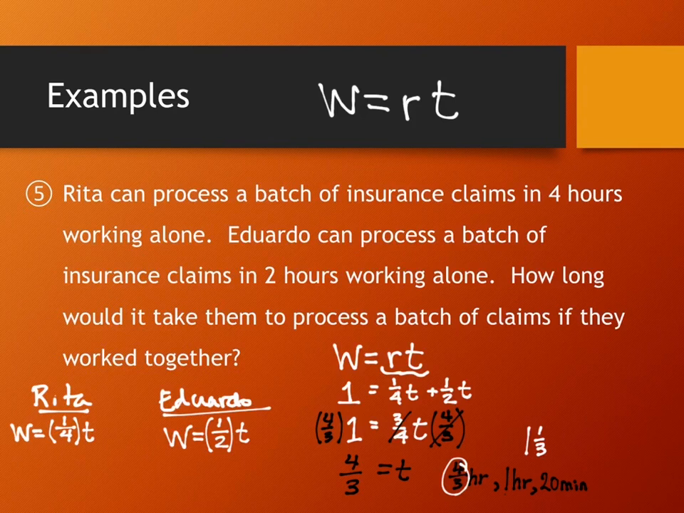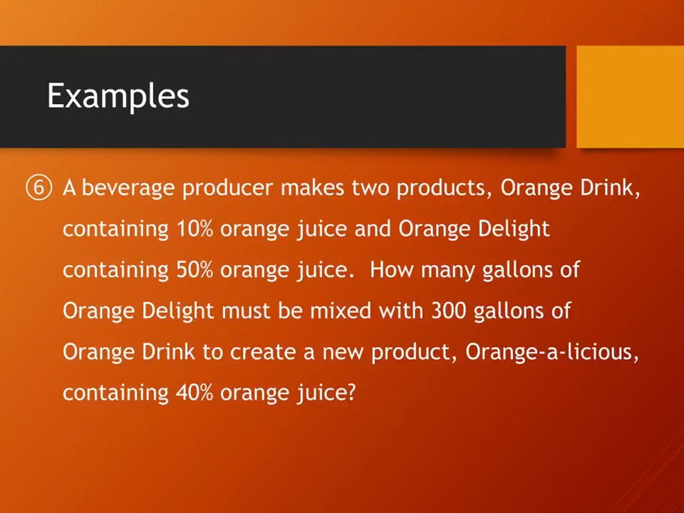All right, and one more example, I think, right? Yep, we've got a beverage company. A beverage producer makes 2 products. Orange drink containing 10% orange juice, and orange delight containing 50% orange juice. How many gallons of orange delight must be mixed with 300 gallons of orange drink to create a new product, Orangelicious, containing 40% orange juice? Could we really have not given them better names, right? I mean, really, they all have the word orange in them, just to make us really think through which one we're talking about, I guess.